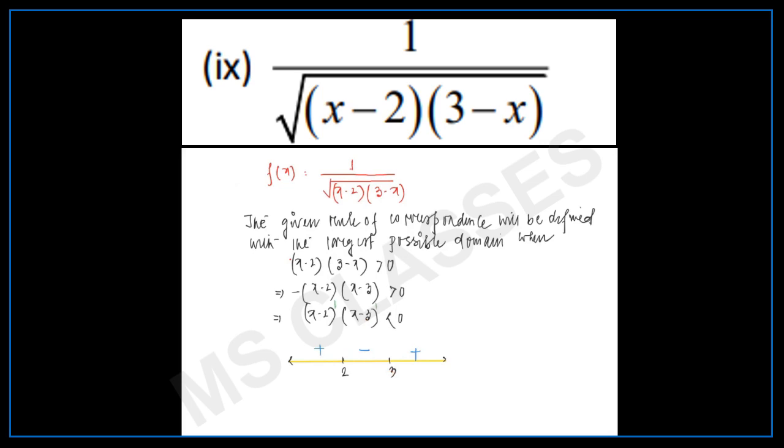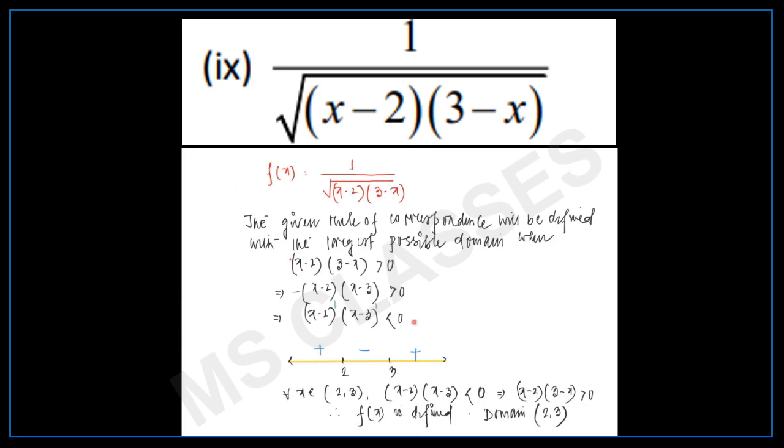We observe for all x belonging to this interval, (x minus 2) into (x minus 3) is less than 0. And this implies (x minus 2) into (3 minus x) is greater than 0. That is, f(x) is defined in this range, and it is the largest possible domain which you can have. So the required domain is open bracket 2 comma 3.